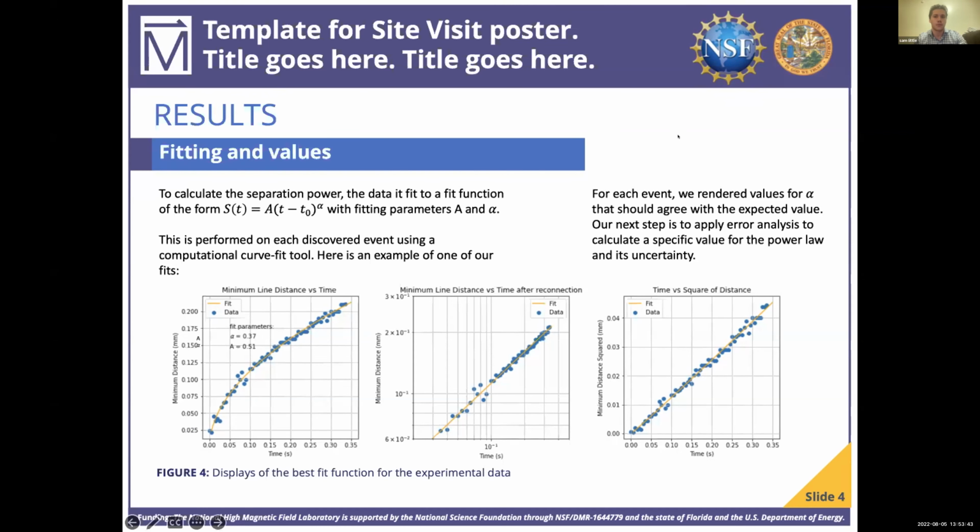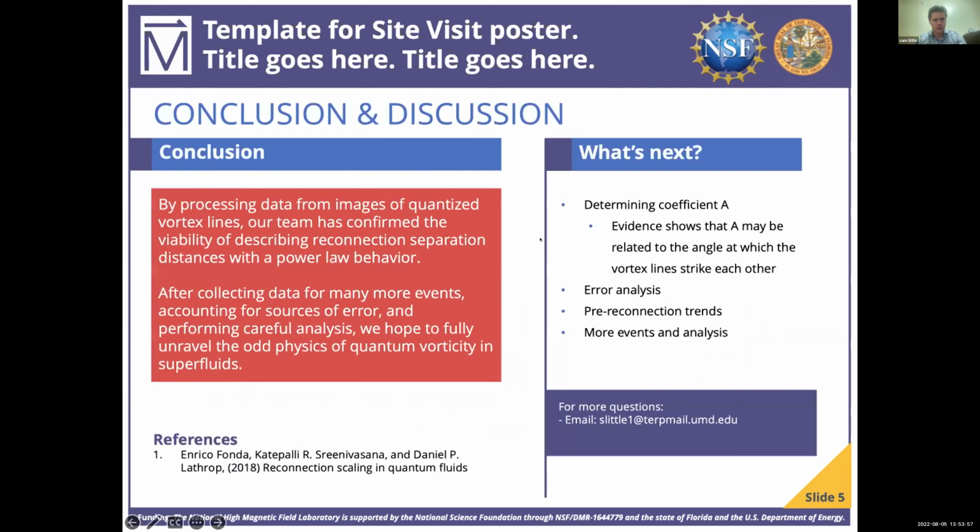So our next step is to perform some real error analysis. There are a lot of sources of error in this type of photography that we used. And that will allow us to get a much more specific value and uncertainties. So basically, by processing data from these images, our team has confirmed the viability of describing reconnection separation behavior. And really, it's showing that there's more investigation to be done. The whole point of this little project was so that now my team knows to take more data and to keep doing more advanced statistical analysis.